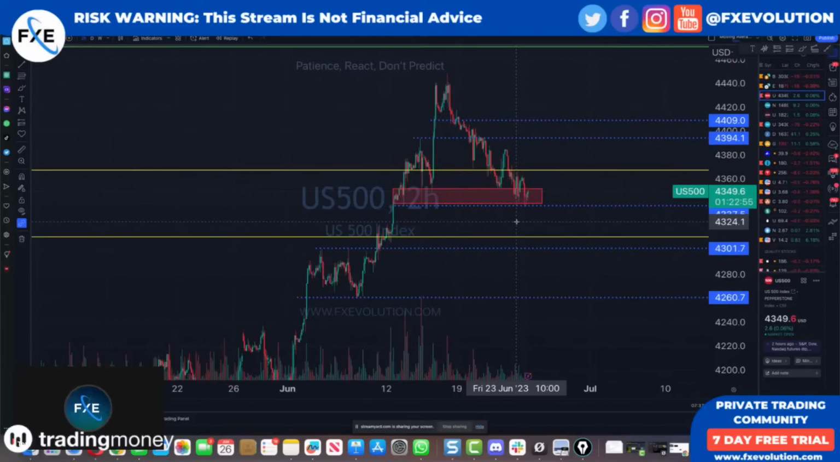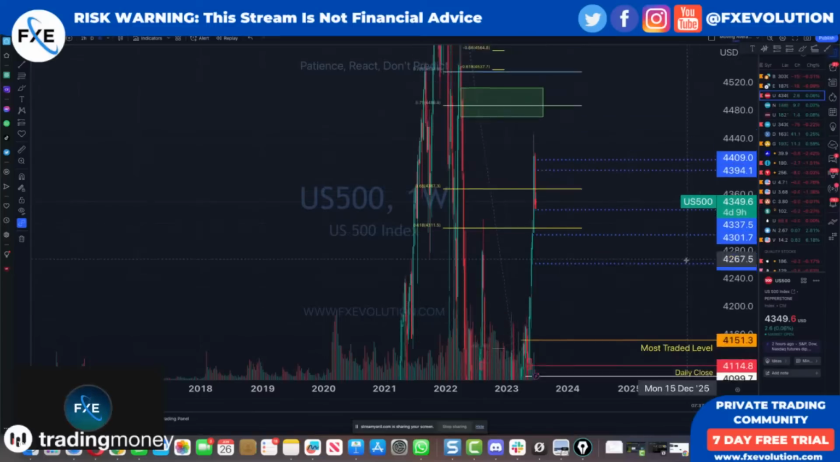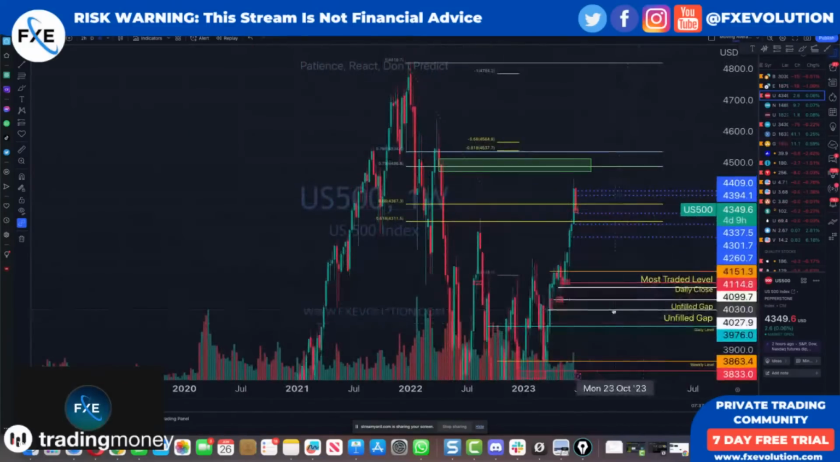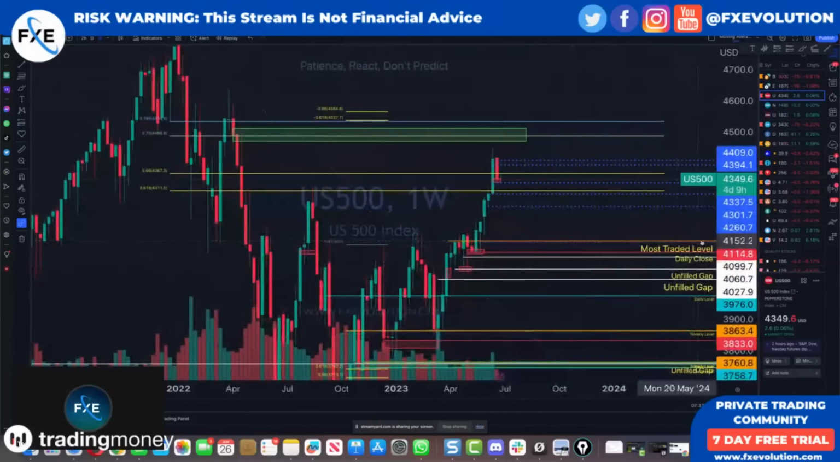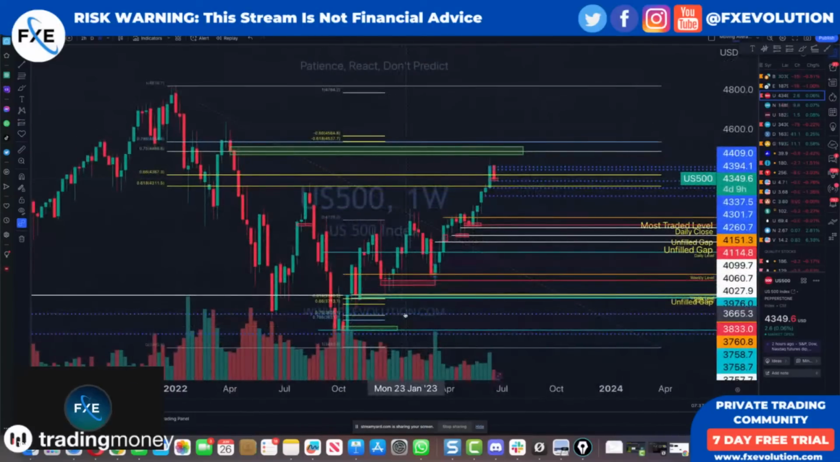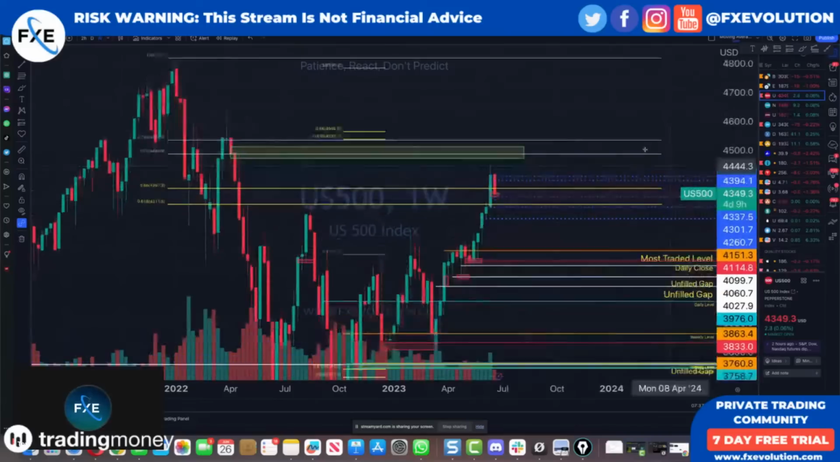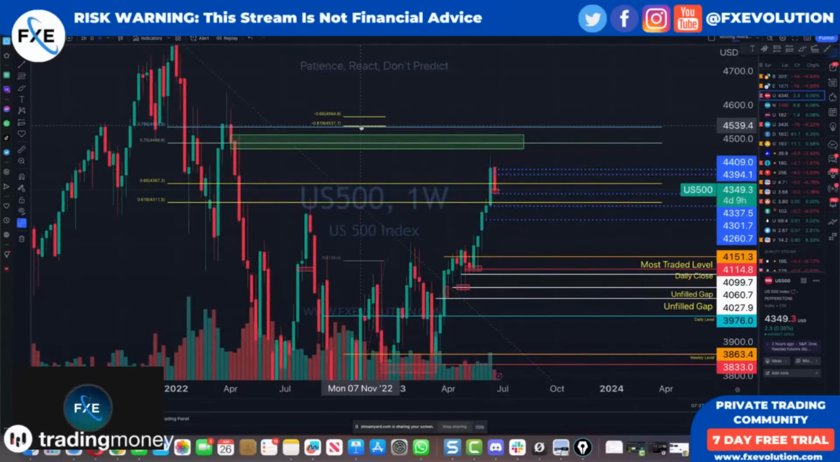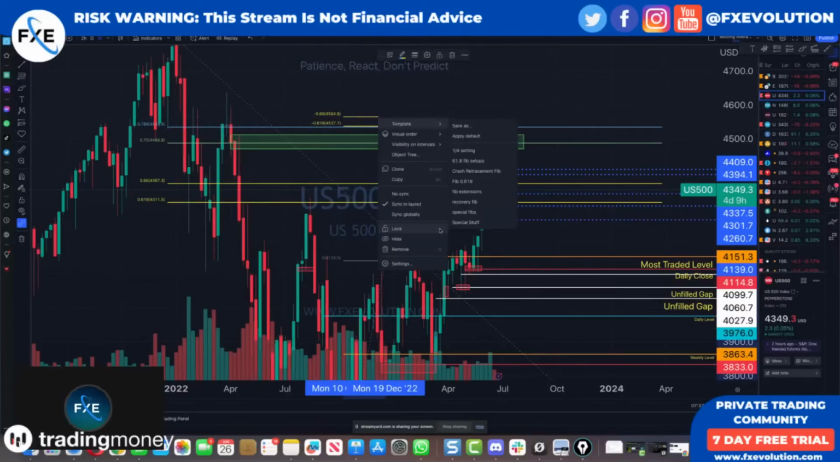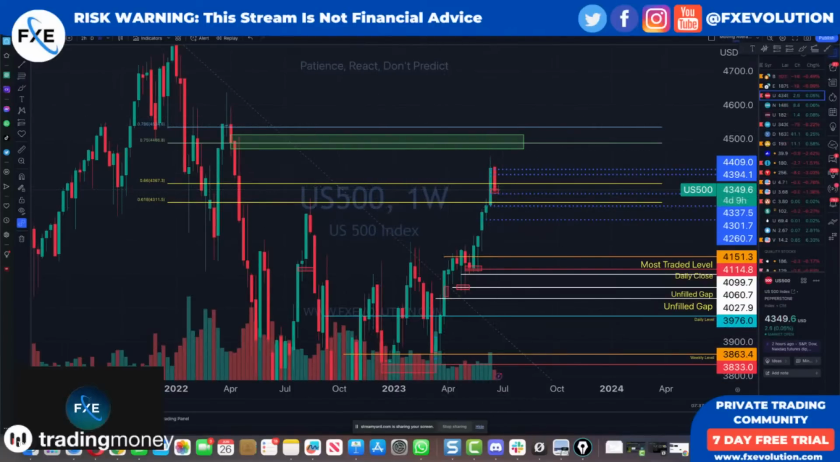But let's start off here with US 500 analysis. So first up, we want to go over to a weekly. And when you're looking at a weekly chart, we always want to understand where we are at. What kind of zone are we at? Have we seen a really ridiculous move? Are we overly extended? Have we seen a pullback, et cetera? What type of market are we in? So at the moment, we are in a market that has moved up.